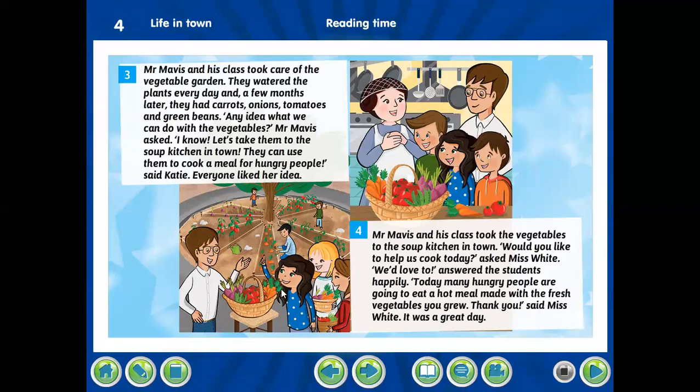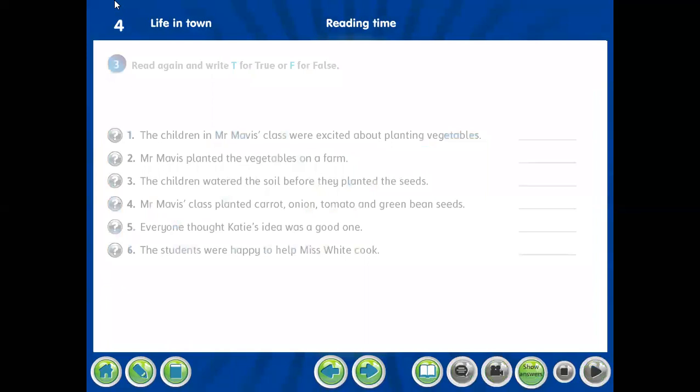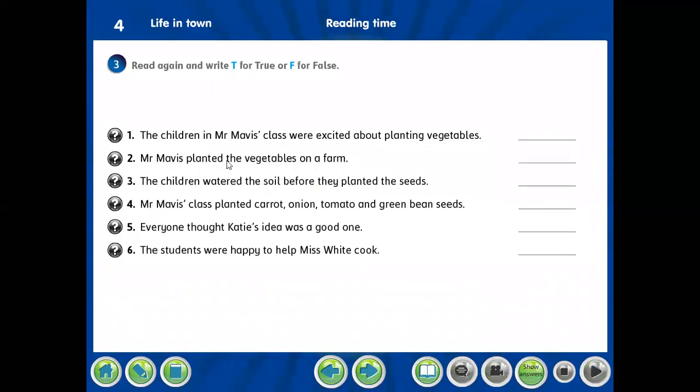Okay, good. Now please, let's answer in your books. Let's complete this part, okay? Please read one more time the story. Read one more time, and then read the sentences and complete with true or false. Okay? You have 4 minutes, please. 4 minutes for this activity. Read one more time, please, the story. And then complete if it's true or false. Okay?